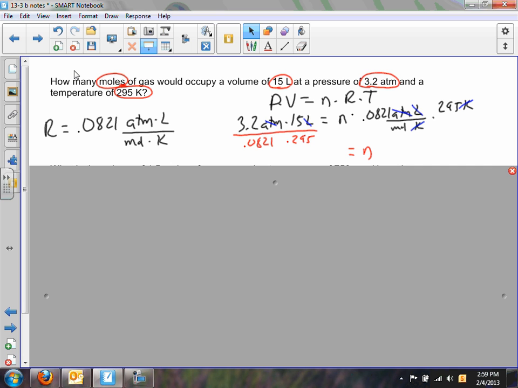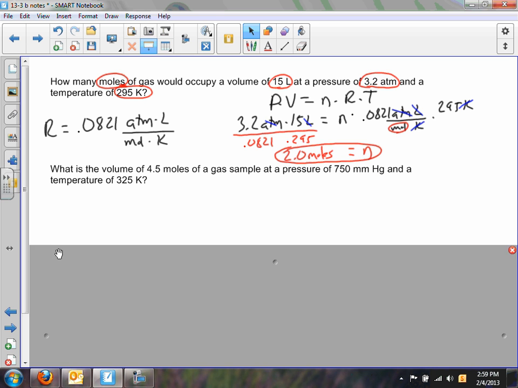So to find my moles, I'm going to take my 3.2 times 15 divided by 0.0821 divided by 295, and that would be, with two significant digits, 2.0 moles of the gas. All the units canceled out except for moles. When you have divide by 1 over moles, you get moles for the unit, and we're good.